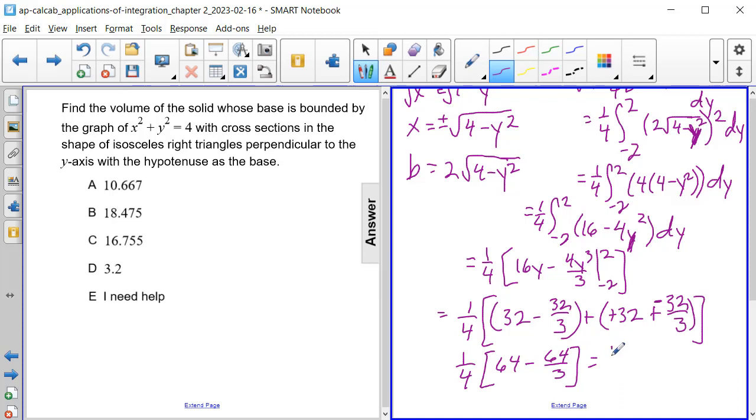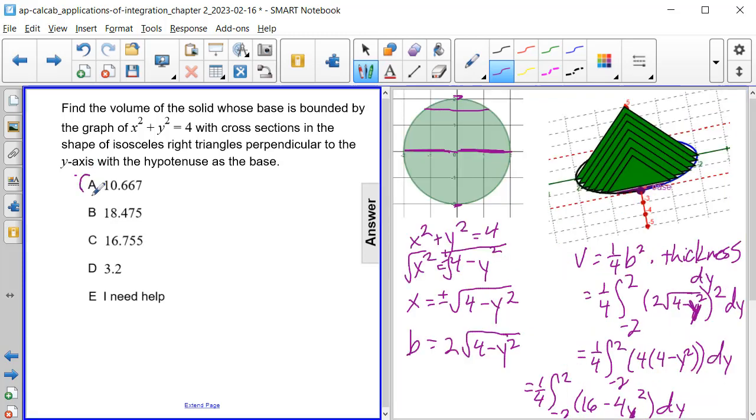which is going to end up being 1/4 times 192/3 minus 64/3, which is equal to 1/4 times 128/3. And then we can cancel out this 4, and 128 reduces to 32. So we have 32/3, which is about 10.667, or answer choice A.